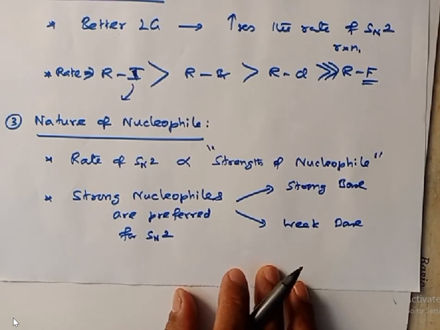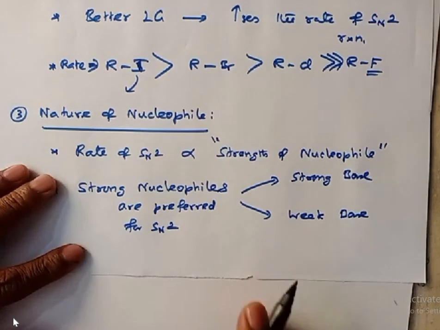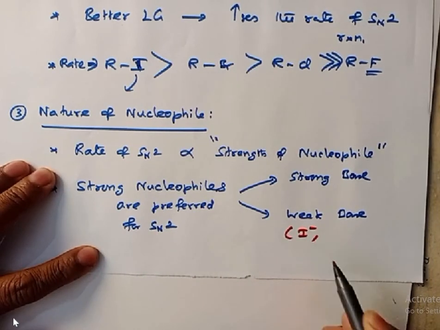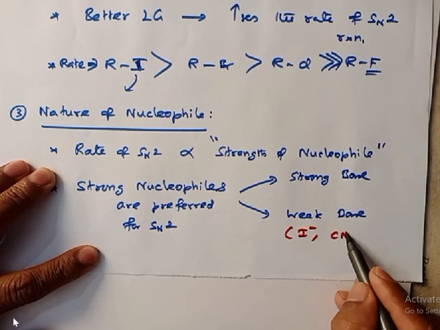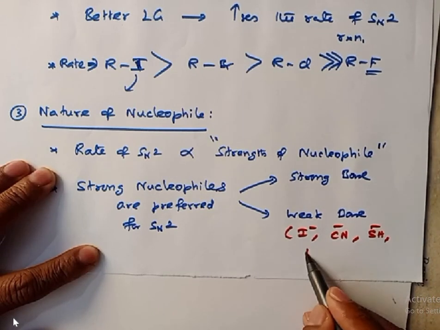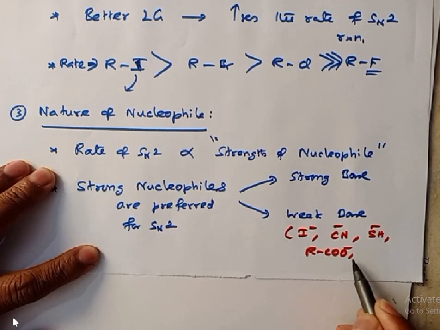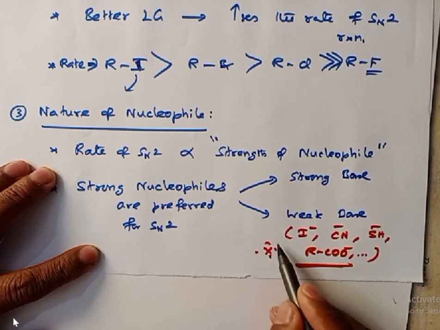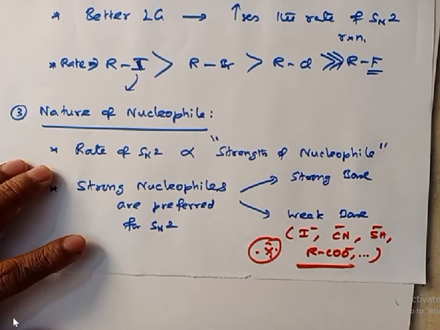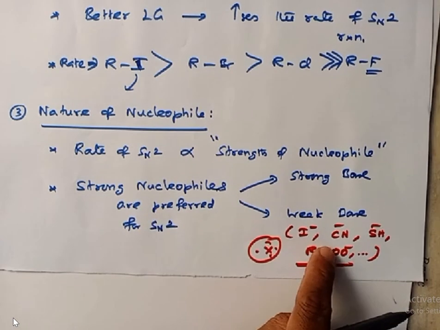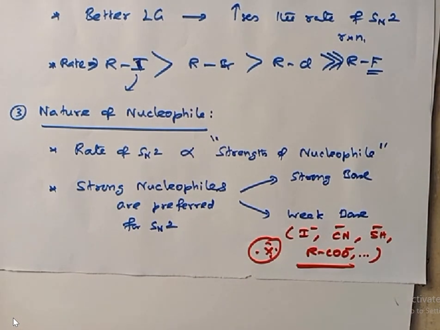Listen, I'll give you some nucleophiles which are strong but weakly basic. Examples of strong nucleophiles but weak bases: I minus, iodide, cyanide CN minus, then SH minus, then RCOO minus, etc. These are all highly preferred in Sn2. Students, observe this carefully. These nucleophiles are highly preferred because they are strong nucleophiles but weak bases. That is very important.